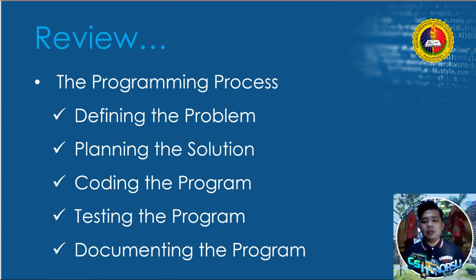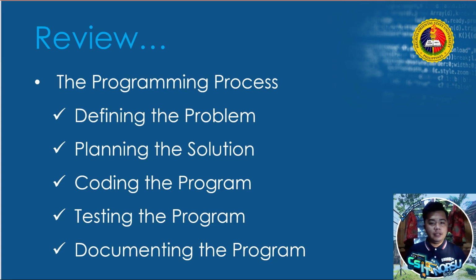So let us begin by reviewing our learnings from the past lesson. Previously, we learned about the programming process. In the programming development lifecycle, the methodological way in developing a program, or PDLC, there are 5 phases in developing a robust and quality program.